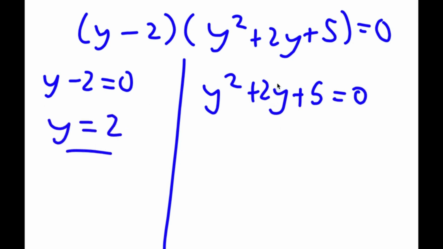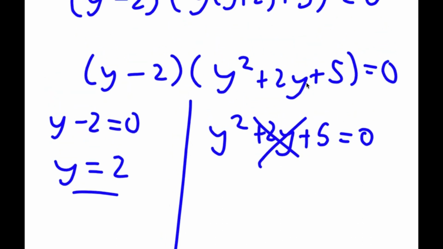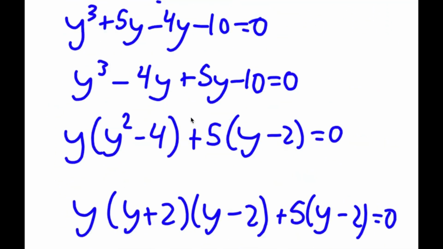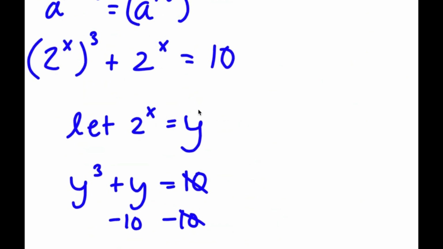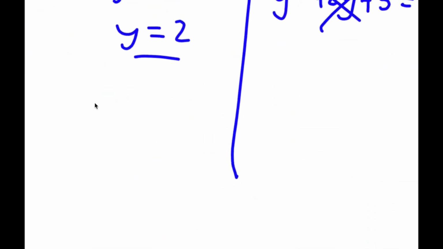And for y squared plus 2y plus 5 equals 0, we are going to use the quadratic formula. And I'm actually not going to waste your guys' time by plugging everything in and solving it. But if you do end up doing it, you get that there is no solution because it's going to be the square root of a negative number. So y equals 2 is my only solution for y. Now remember how we set 2 to the power of x equal to y. So now I have 2 to the power of x is equal to 2, and 2 to the power of what is equal to itself? 1. So my solution is x equals 1.